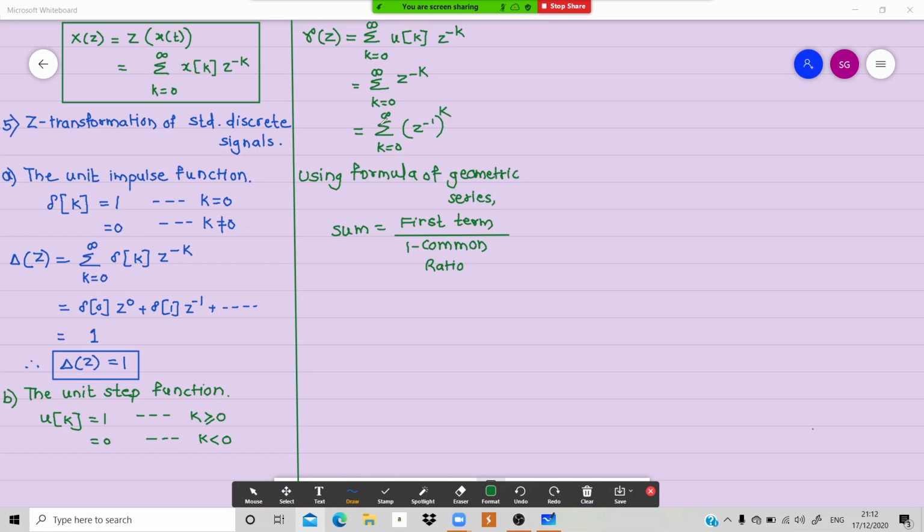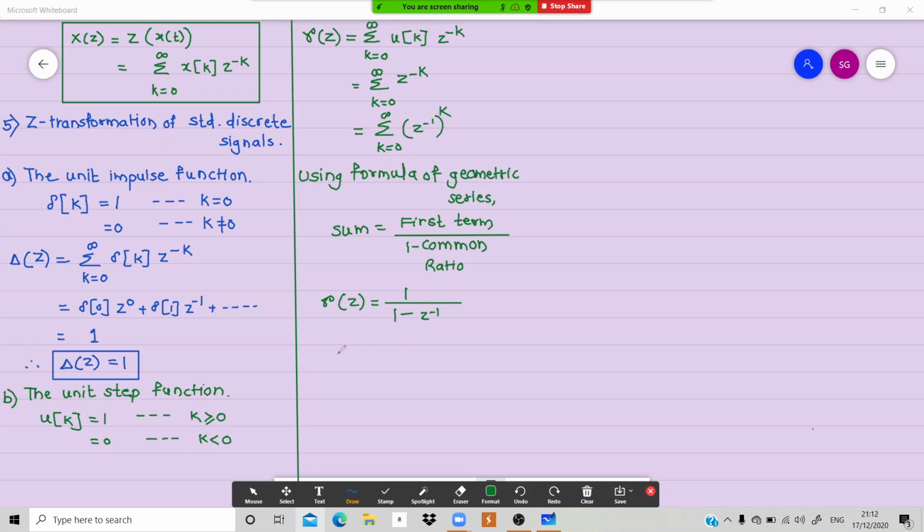Now in this case, if you apply it, you are going to get F of z is equal to... just observe the first term, k raised to 0. Anything raised to 0 is going to be 1, so the first term is 1, divided by 1 minus the common ratio. You are going to have z raised to minus 1 raised to 1, z raised to minus 1 raised to 2, so the common ratio is z raised to minus 1.